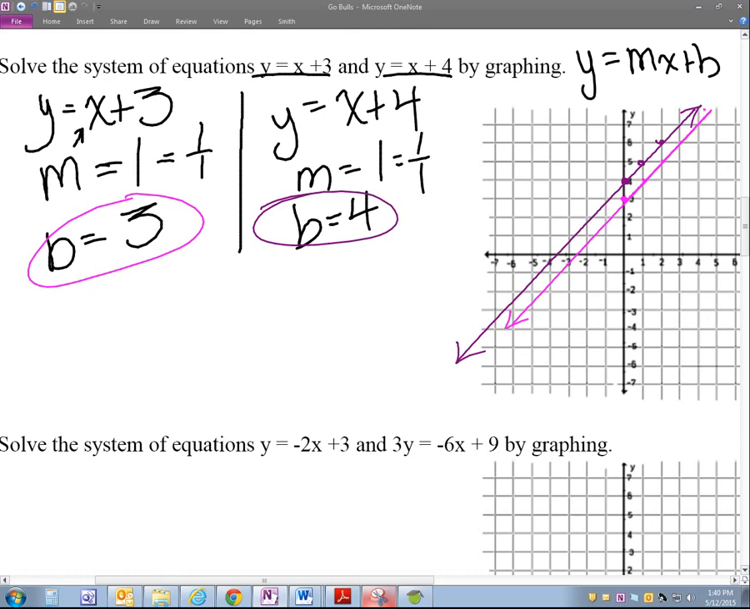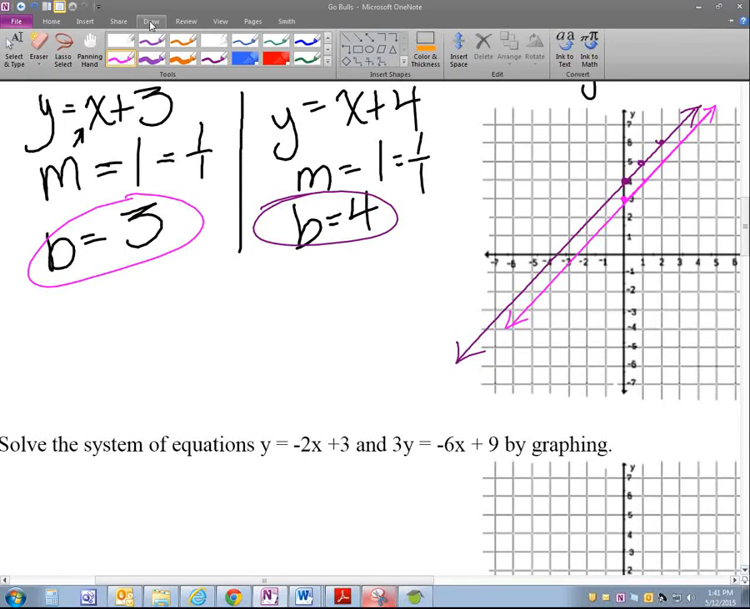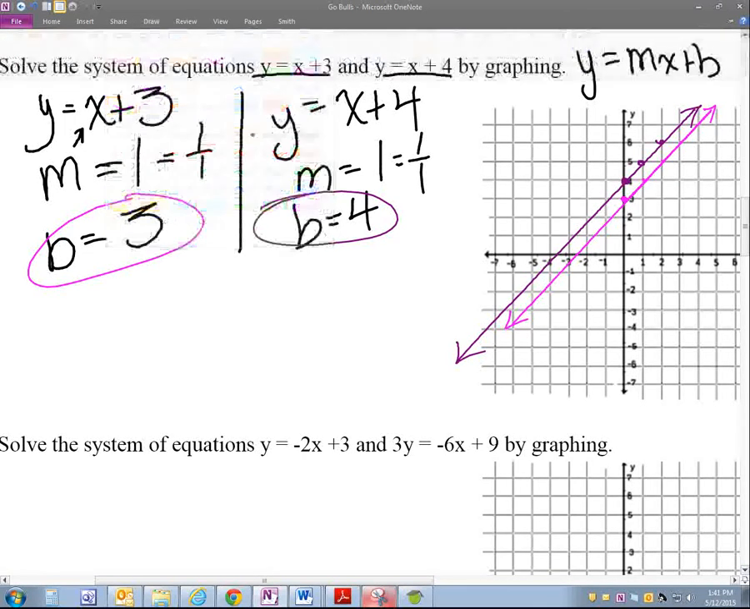The other day, we talked about lines that have the same slope. Both of those lines have the same slope, so they are parallel, correct. And a solution is where 2 lines intersect, right? So what is the solution to this problem?